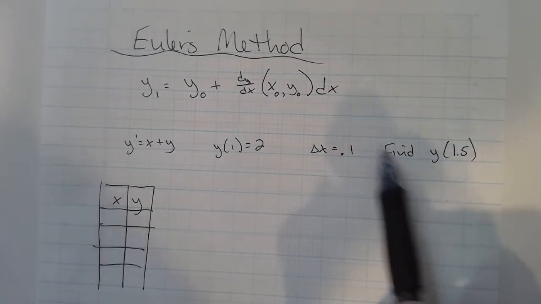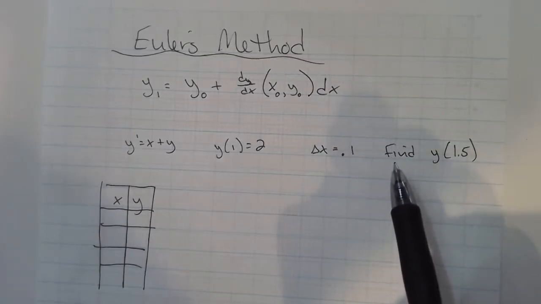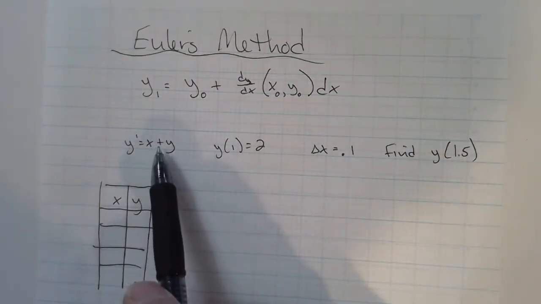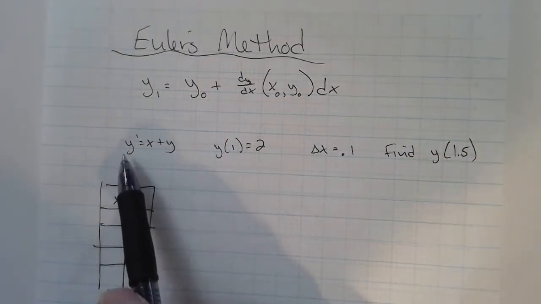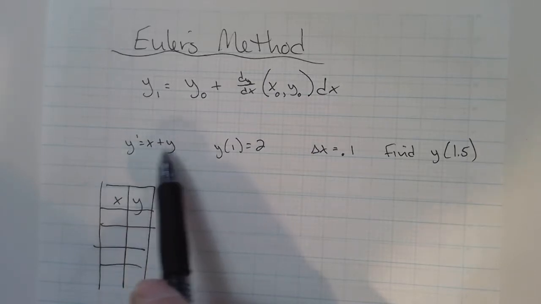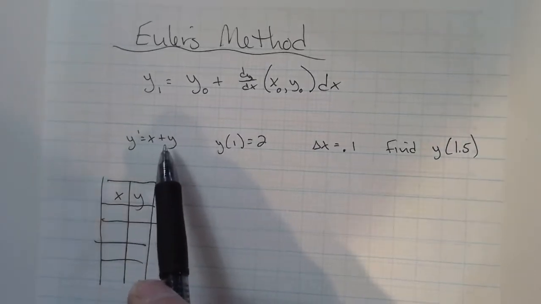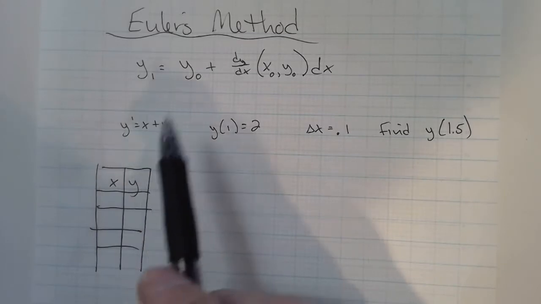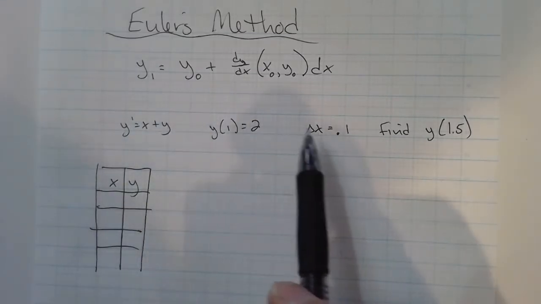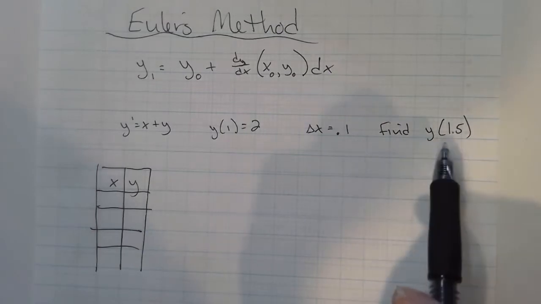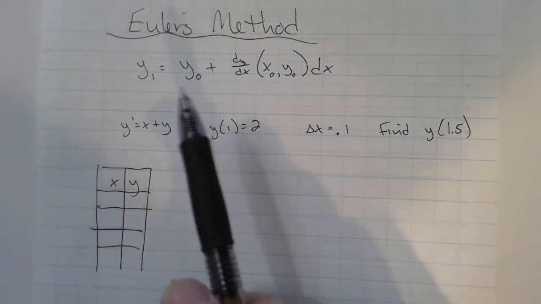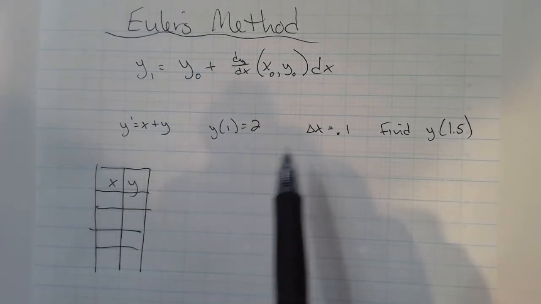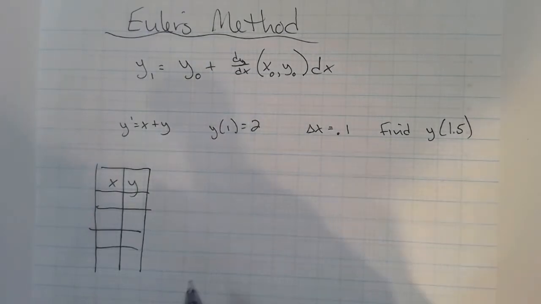Now, Euler's method is used when you can't separate variables. So here, we can't divide by y to move it to the other side because we're adding x and y. So there is no way to separate the variables here. So the only way to actually approximate y of 1.5 would be to use Euler's method. As long as the distance isn't too far from 1 to 1.5, we're okay.